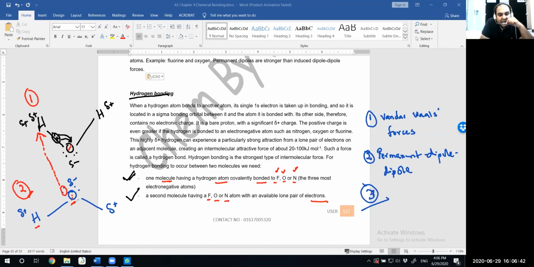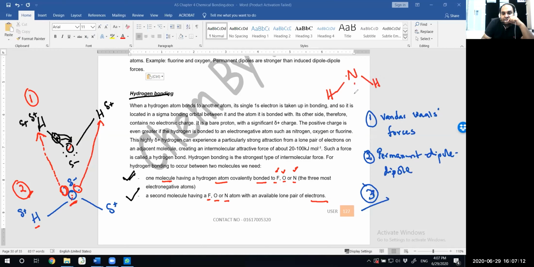So water has how many oxygens? One oxygen. And one oxygen has how many lone pairs? Two lone pairs. So each water molecule can form how many hydrogen bonds? Two. Acha.